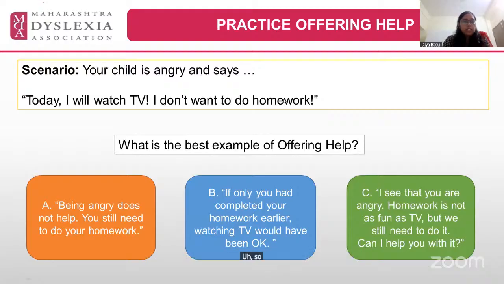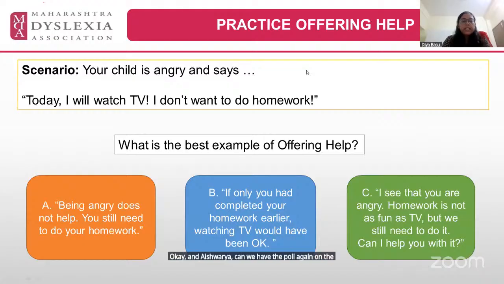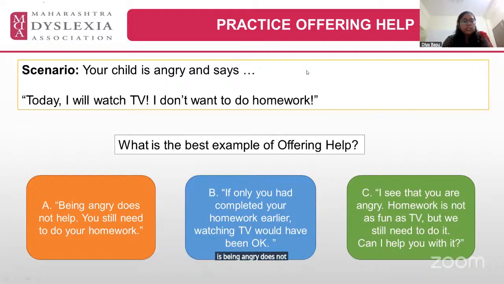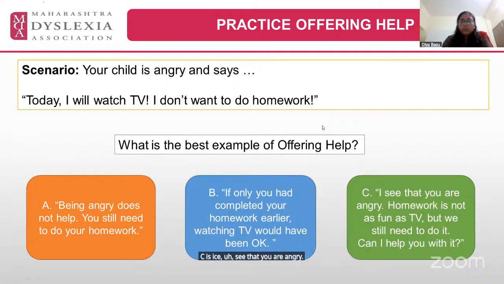So there is this scenario where your child is angry and says, today I will watch TV, I don't want to do homework. Aishwarya, can we have the poll again on the screen? What is the best example of offering help over here? A is, being angry does not help. You still need to do your homework. B is, if only you had completed your homework earlier, watching TV would have been okay. C is, I see that you are angry. Homework is not as fun as TV, but we still need to do it. Can I help you with it?